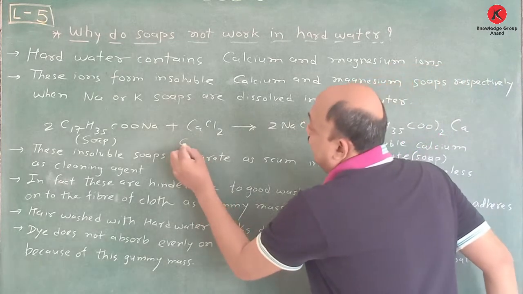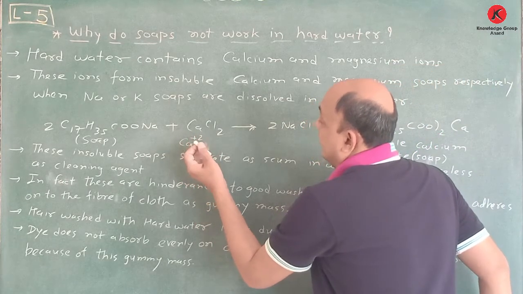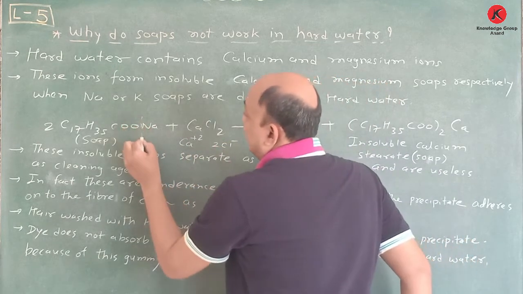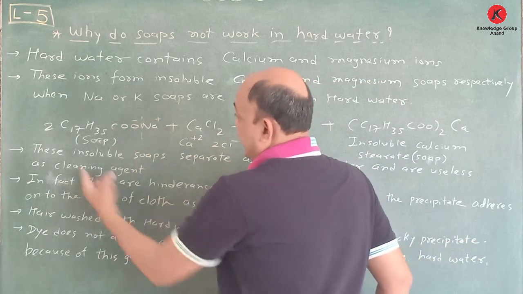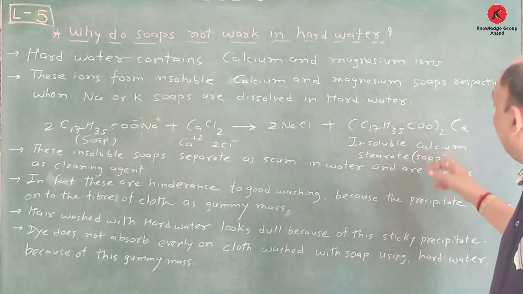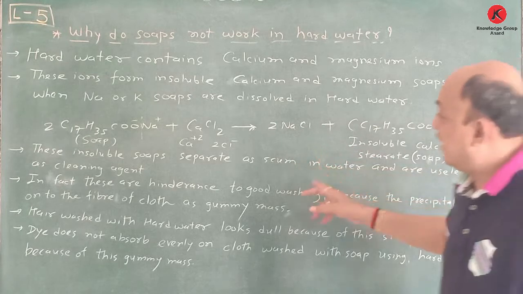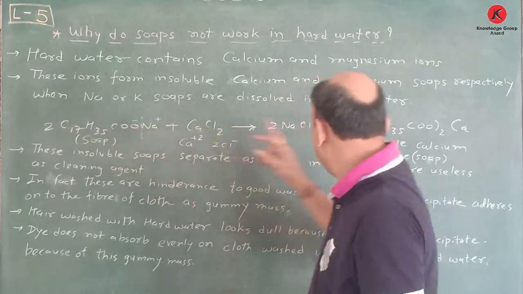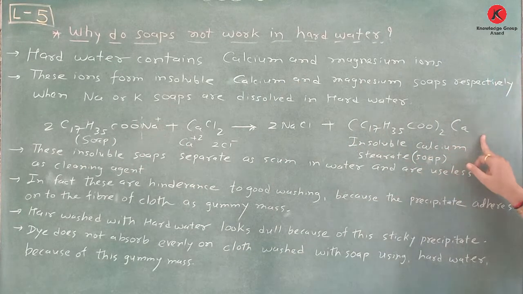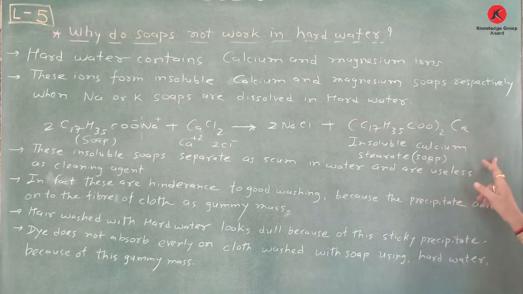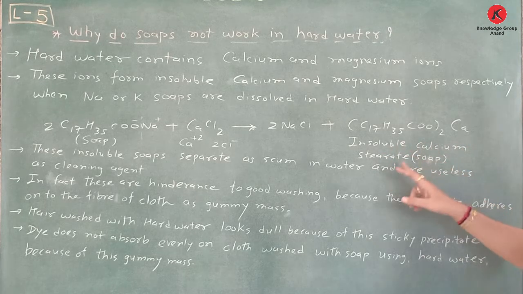If you don't know, then you find it this way: Ca2+ and 2Cl minus, here negative charge, here positive charge, so 2Na plus and 2Cl minus. It gives twice NaCl. And the other is C17H35COO, twice, with Ca. This is an insoluble calcium stearate salt.